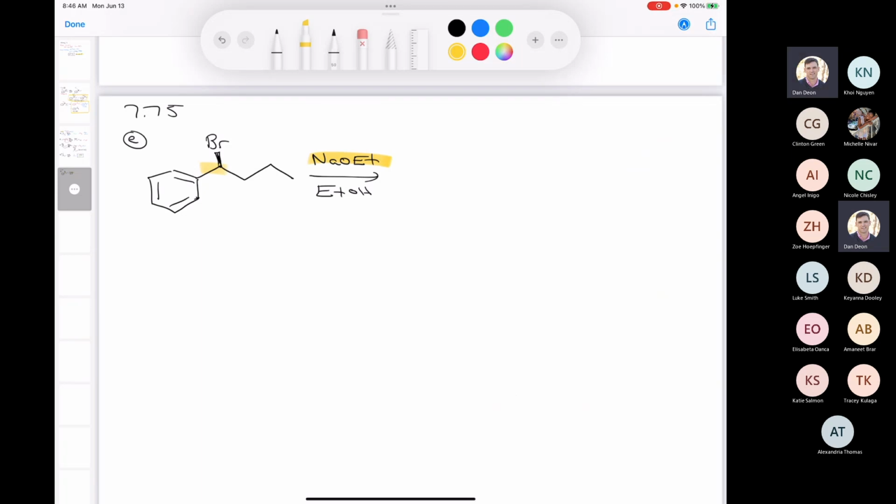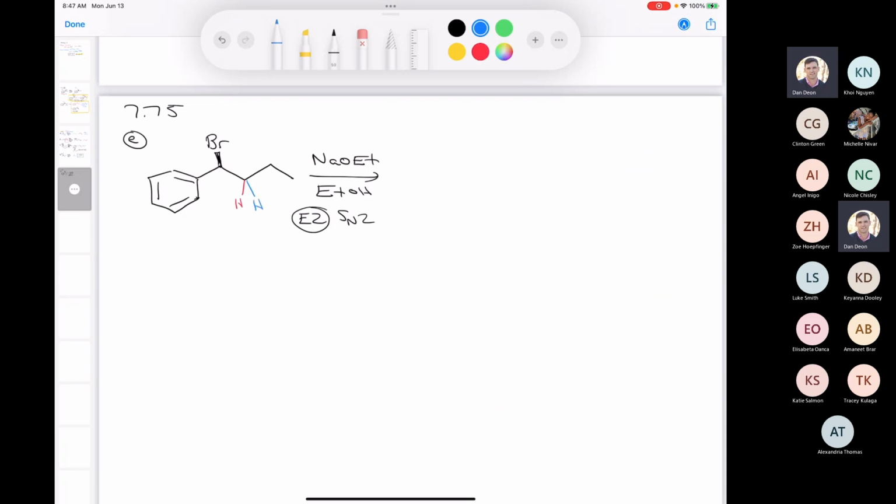Yes, thank you. It's going to be the E2 that predominates. We're going to get mostly E2. It's going to be the major with some SN2. So let's start with the E2. Well, if I look at the beta carbons, there's no protons attached to this beta carbon, so forget it. But this beta carbon has 2 protons attached to it.